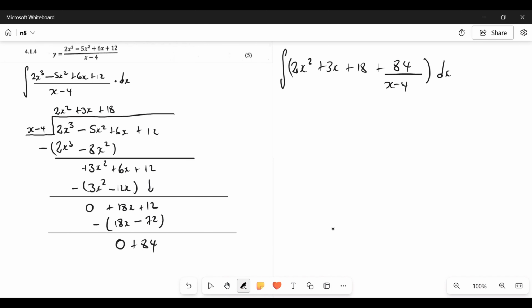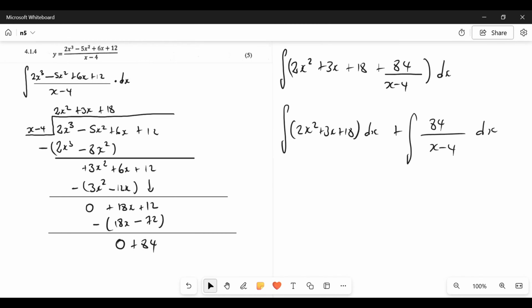So let's start integrating this. Before we do that, I think it's best for us to separate this. I can do it this way. I can say the integral of 2x squared plus 3x plus 18 dx plus the integral of 84 over x minus 4 dx. Right, so the fractions we decided to do separately. Now let's just drop it for now.